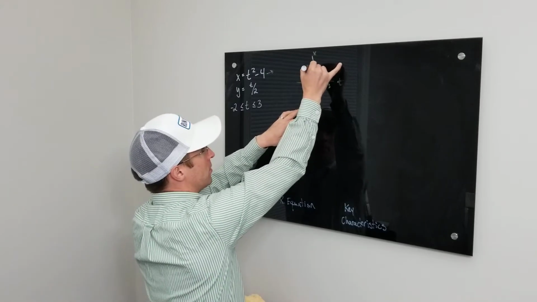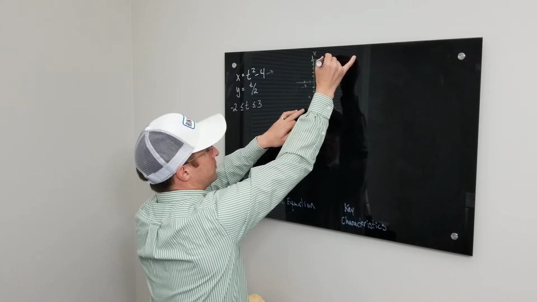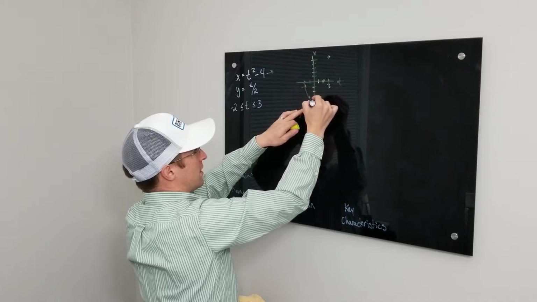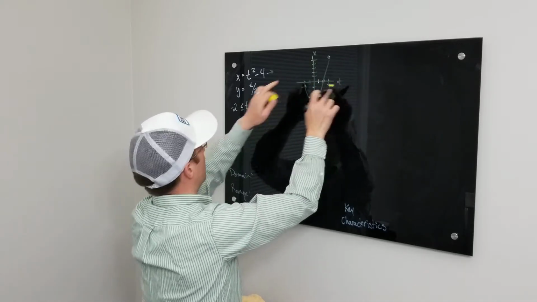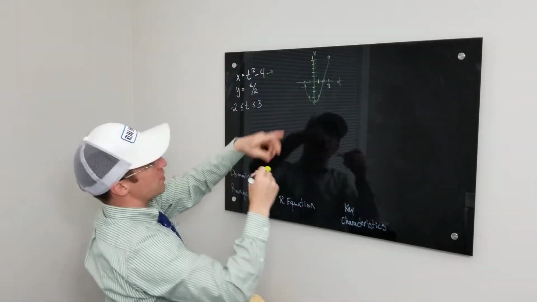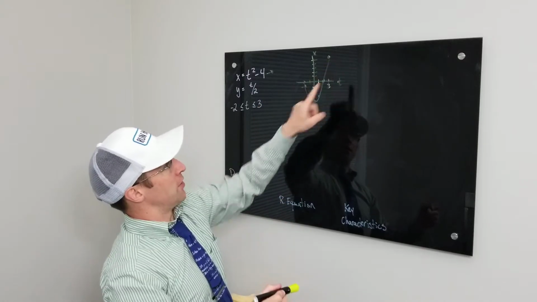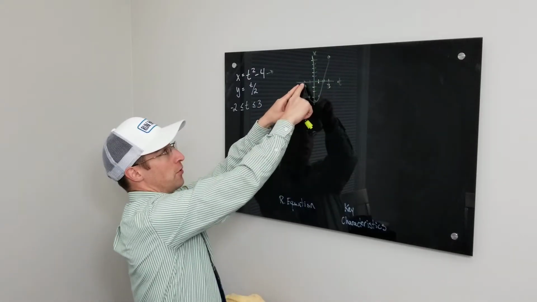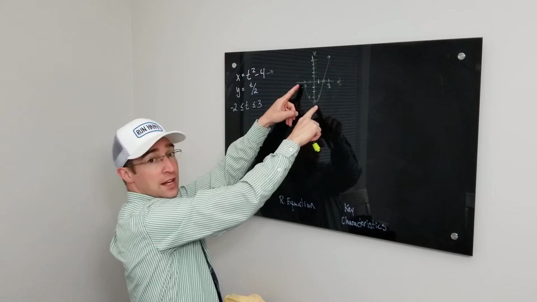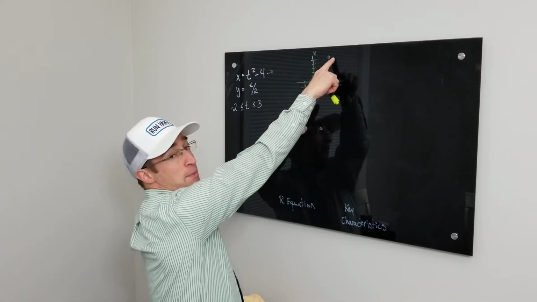We got 1, 2, 3, 4, 5. So this is the curve of this part. So basically as t goes from -2 to 3, our x's go from 0 down to -4, and then up to 5.